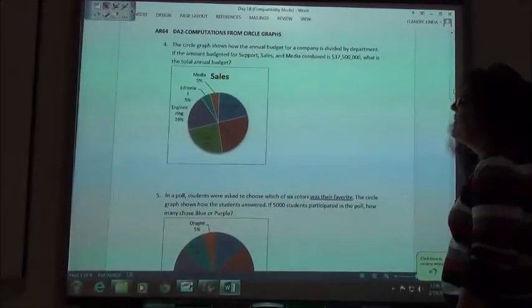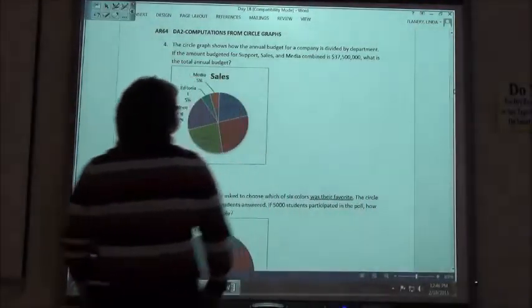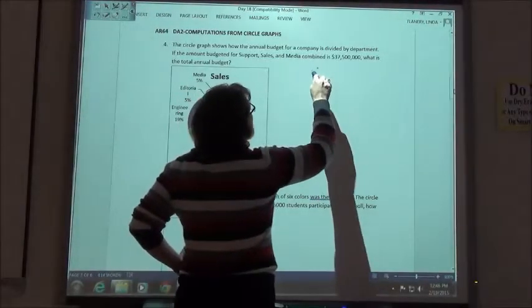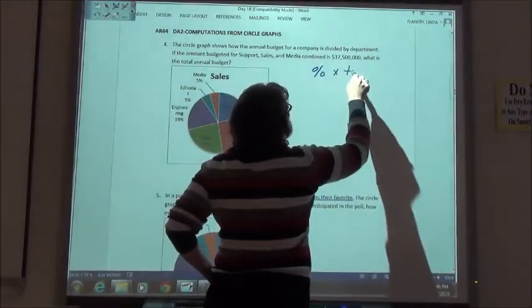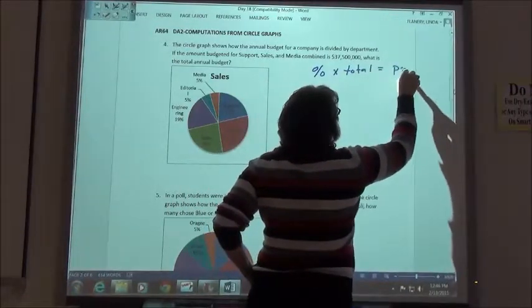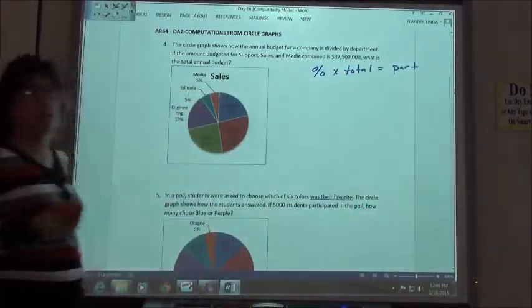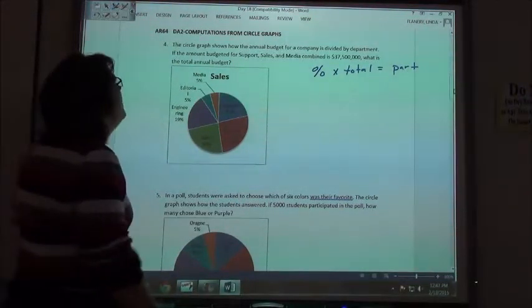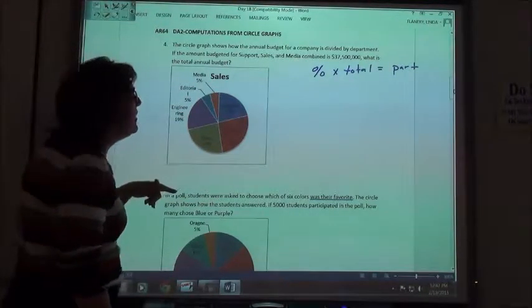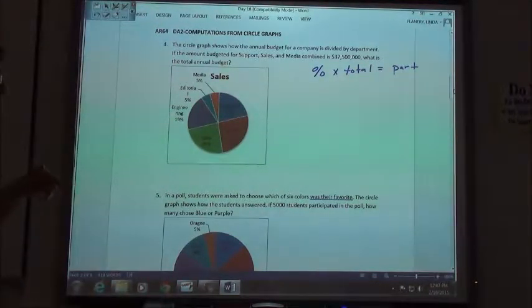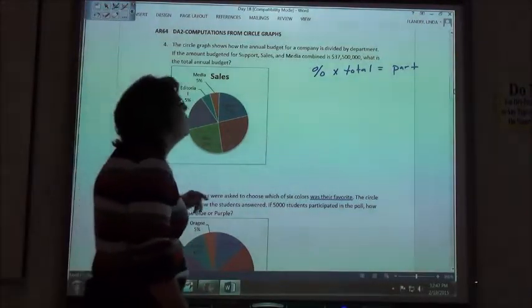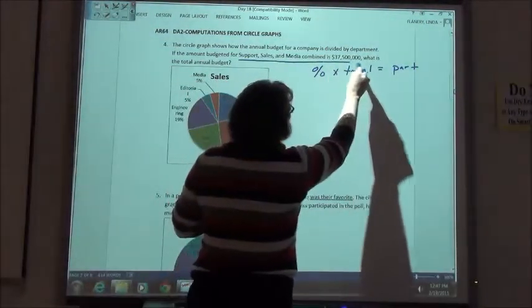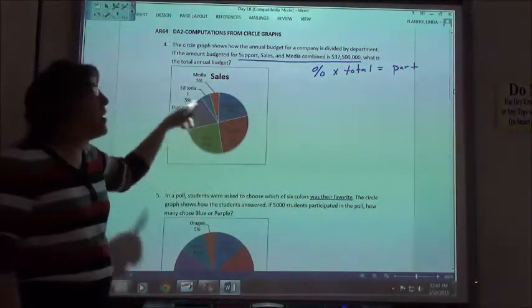All right. The next ones you did were the computations from your circle graph, and you want to think of the formula as being the percent times the total to equal the part. Sometimes it says what is the total, and sometimes it says how much did I spend on these 2 or 3 items. So the circle graph shows how the annual budget for a company is divided by department. If the amount budgeted for support, sales, and media is $37,500,000, that's a big number, what is the total annual budget? So this is just part of my pie chart because it's only 3 of the things on the pie chart.